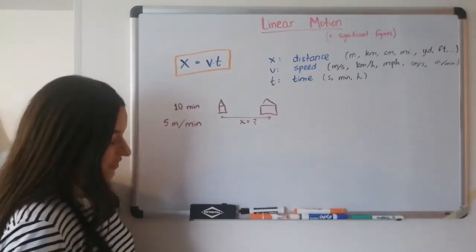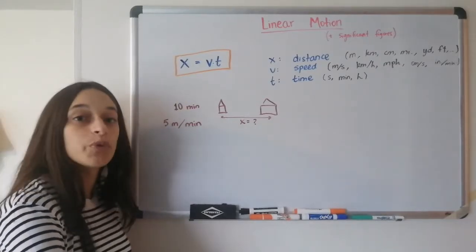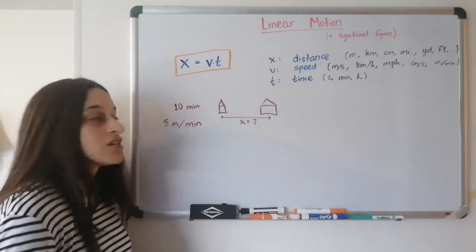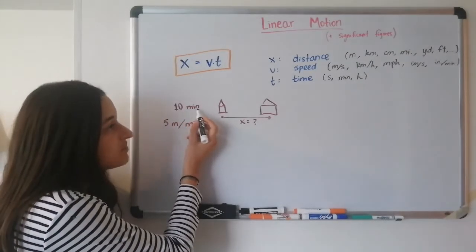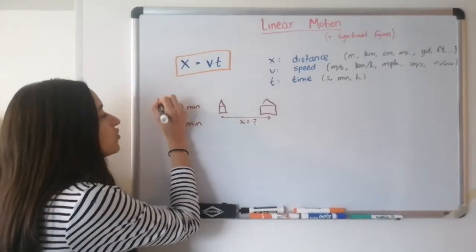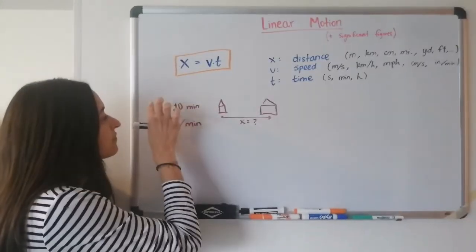So what is X? First we have to identify what we're given in the problem. We can use the units for that. If it took her 10 minutes, and we know that minutes is a unit of time, we know that this value over here is our t.